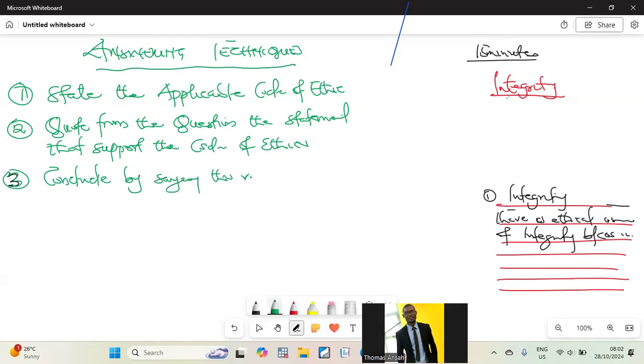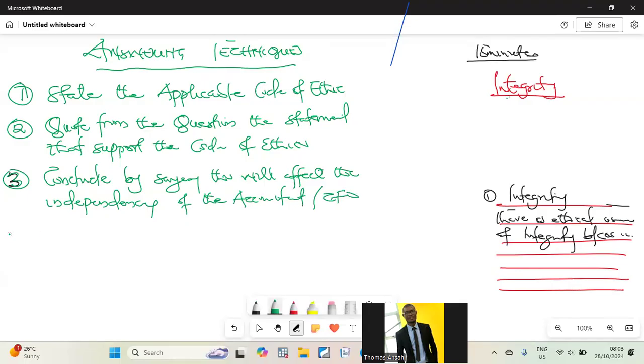You conclude by saying this will affect the independence of the accountant, or the CFO, or whoever the question is for. Then you give your safeguard if applicable, because not all questions may ask you to give a safeguard, but you do that if applicable.